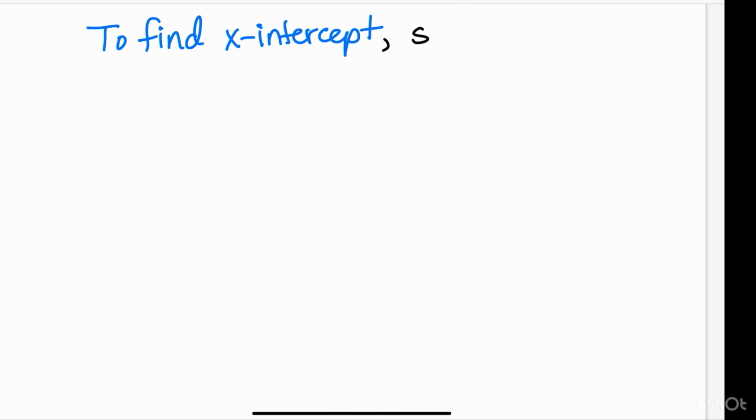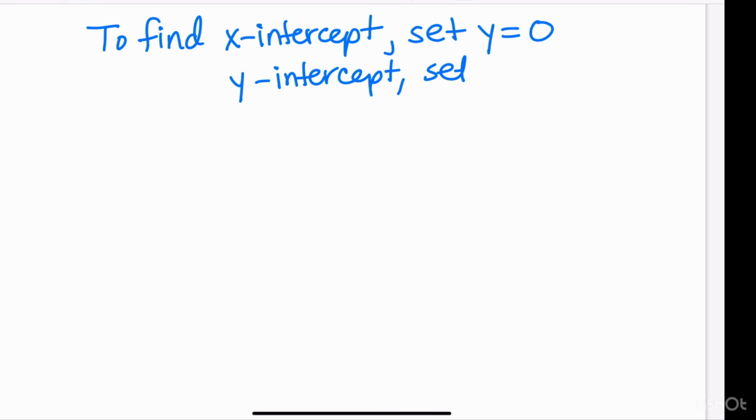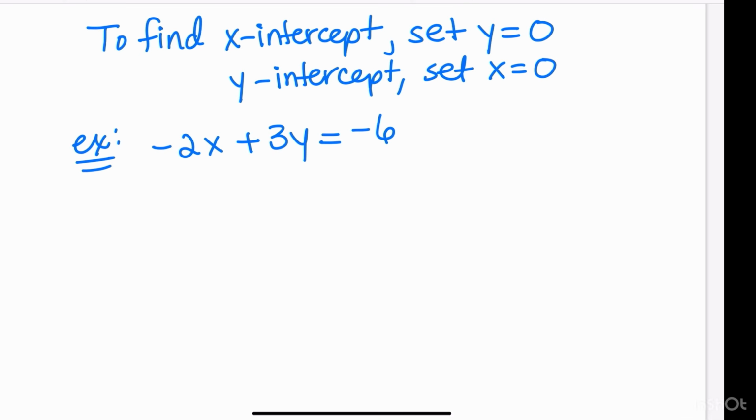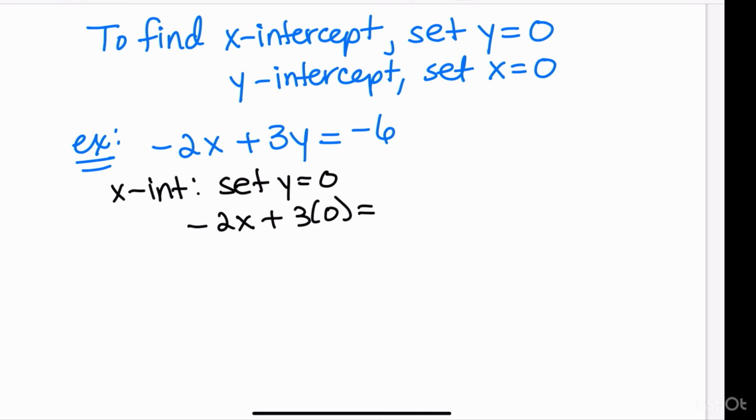Something else that we have to review is how to find the x and y intercept of a line. To find the x-intercept, you're going to set y equal to 0. And to find the y-intercept, you're going to set x equal to 0, okay? So if we take a look just at a random example, let's say I have negative 2x plus 3y is equal to negative 6. If I want to find the x-intercept, then what I'm going to do is set y equal to 0. That means negative 2x plus 3 times 0 is equal to negative 6.